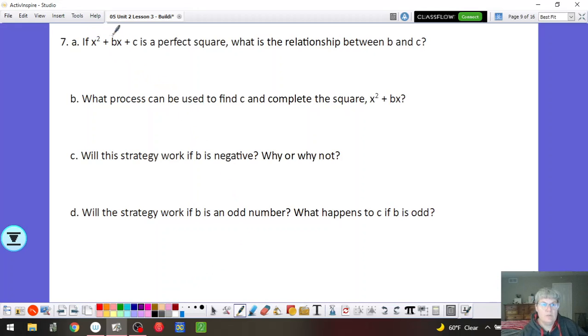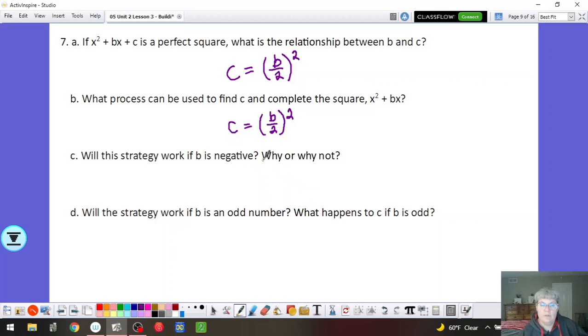So if x squared plus bx plus c is a perfect square, what is the relationship between b and c? C is going to equal whatever the value of b is divided by 2, squared. So if you're given the partial trinomial x squared plus bx, to find c, you're going to take the b value, divide it by 2, and then square your result.